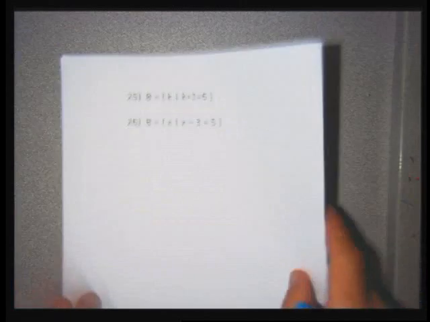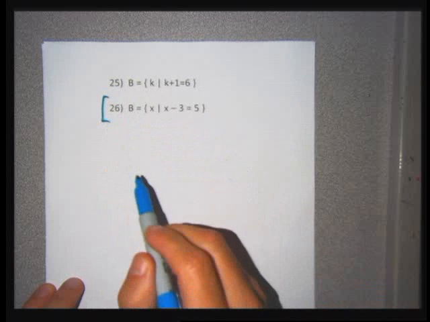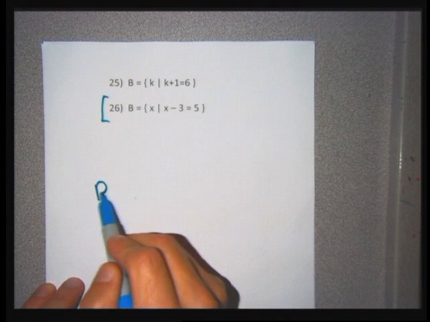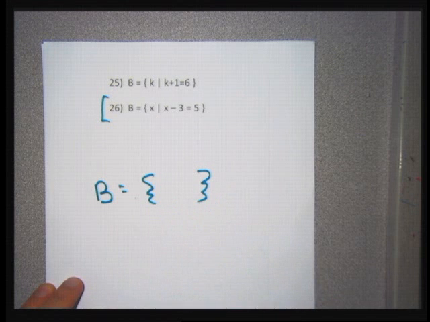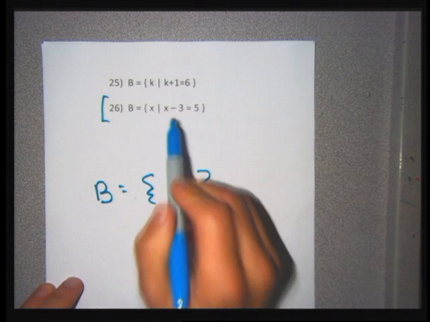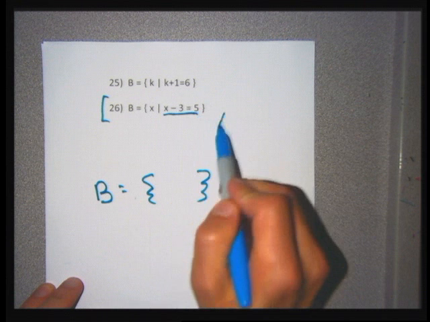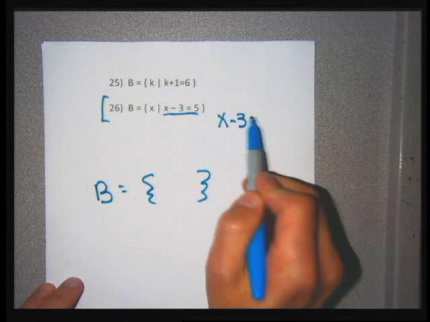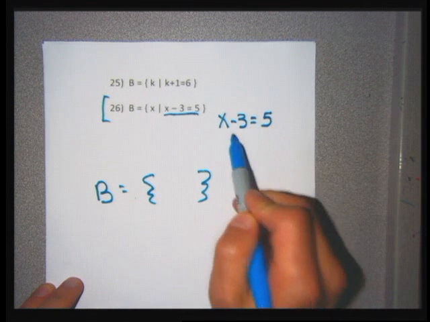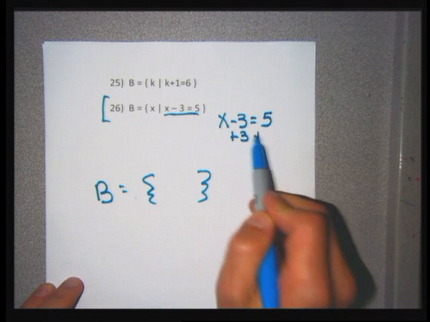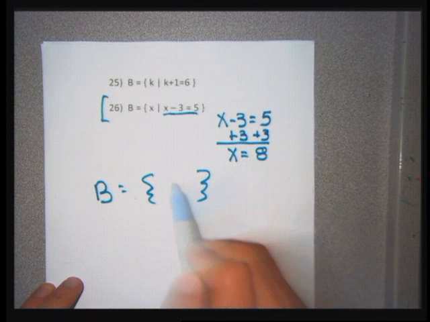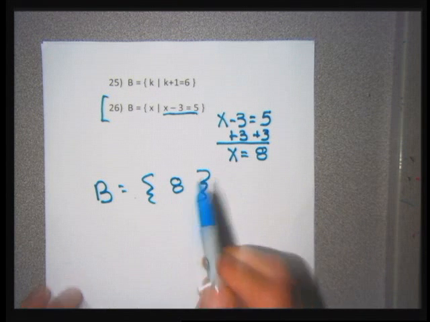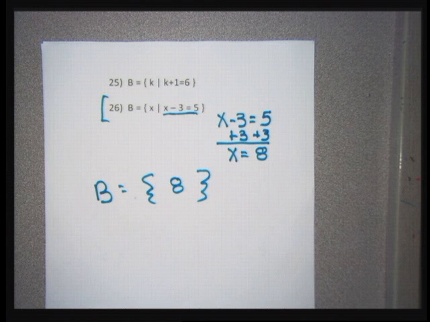Some algebra. So 25 and 26 work the same way. I do 26, you should be able to do 25. Ultimately, I'm going to say B equals, and I'm going to put the elements of B, and the elements of B are the solutions to the x minus 3 equal 5 equation. Easy enough for me to solve. I'm going to solve that equation off to the side here, and I'm going to get x equal to 8. So my answer for 26 inside my set braces is just going to be the number 8.